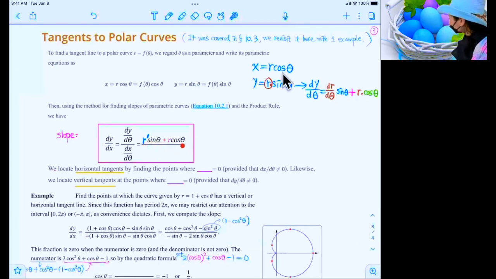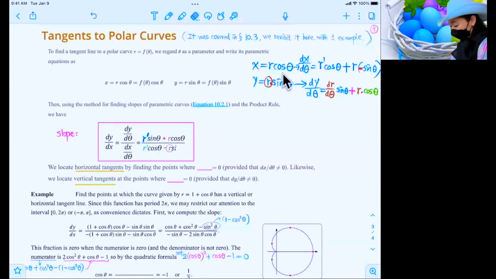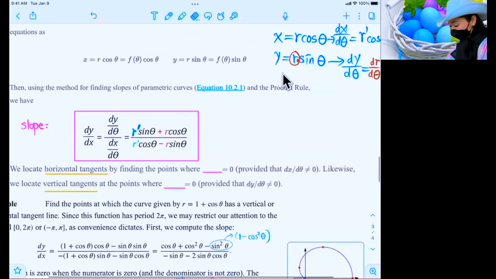That's the numerator, right? So what's dx/d theta here? Follow this. What's dx/d theta? dx/d theta is r prime, plus or minus? Plus r times negative sine theta. Because of the negative sign there, yes, you got it. Good job. So this negative sign over here is going to change things. So now you remember this is minus, and this is r prime.